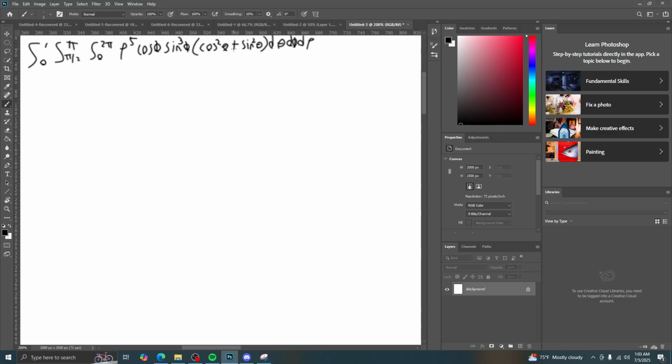Okay, cosine squared plus sine squared is 1, which is just going to leave us with an integrand of rho to the 5th power times cosine of phi times sine cubed of phi. So that's going to be from 1 to 0, and from pi to pi over 2. This is the phi integral, and then this is the theta integral, and this is our integrand. So rho to the 5th times cosine phi times sine cubed of phi.